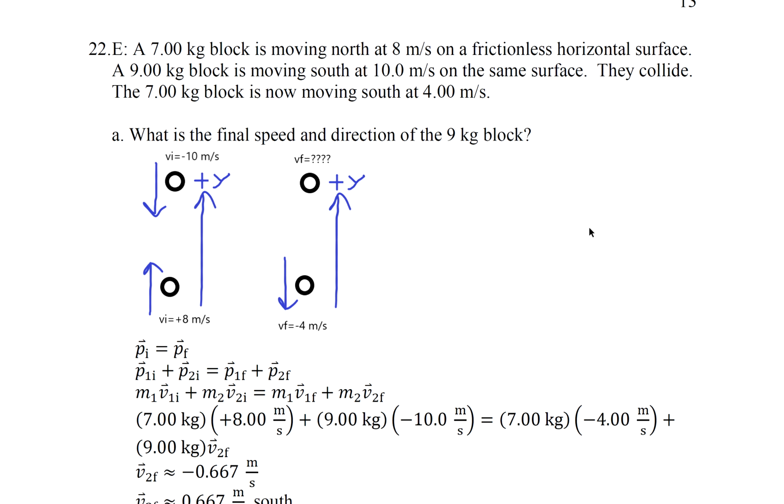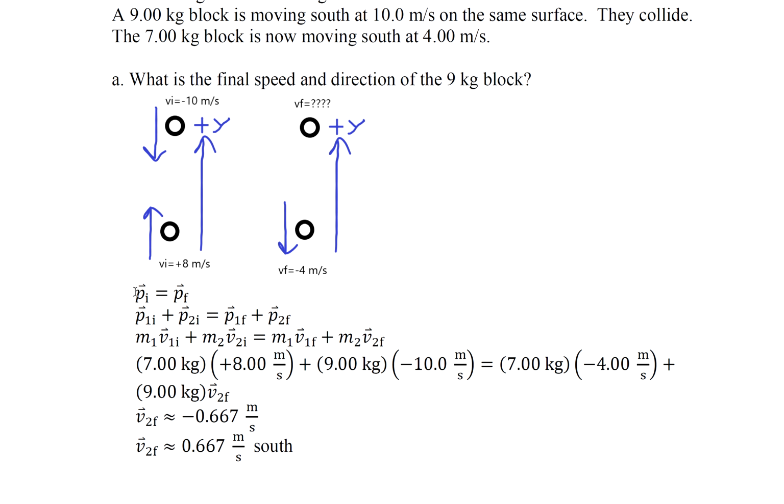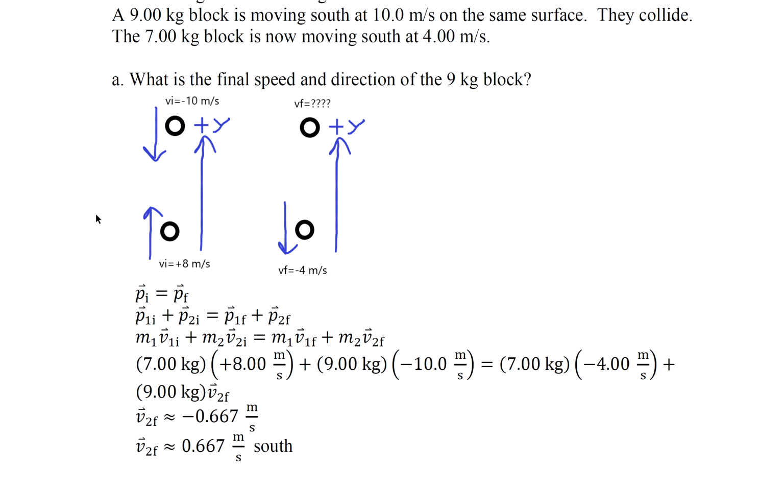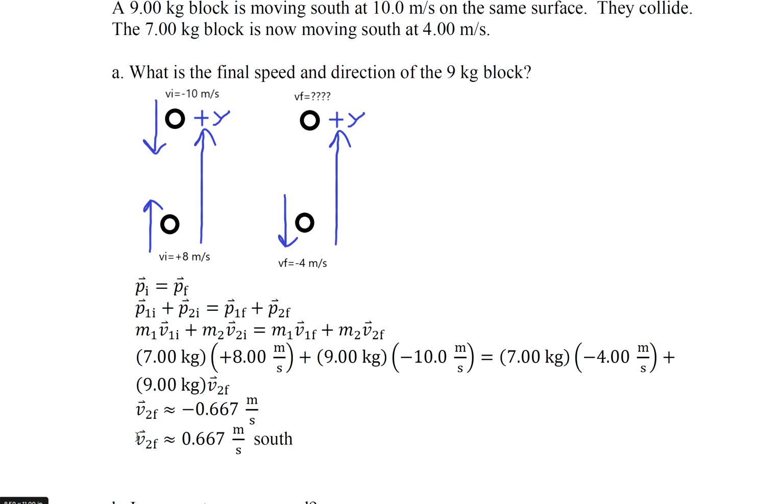So part A, what is the final speed and direction of the 9 kilogram block? We're going to use the law of conservation of momentum. Initially, we have two objects. So on the left-hand side, we have P1 initial plus P2 initial. Finally, we have two objects. We have P1 final plus P2 final. Plug in, we were given everything except V2 final. Make sure you get the positive velocities and negative velocities correct. We could solve for V2 final. So I get a negative sign, which means south, because I said north is positive.